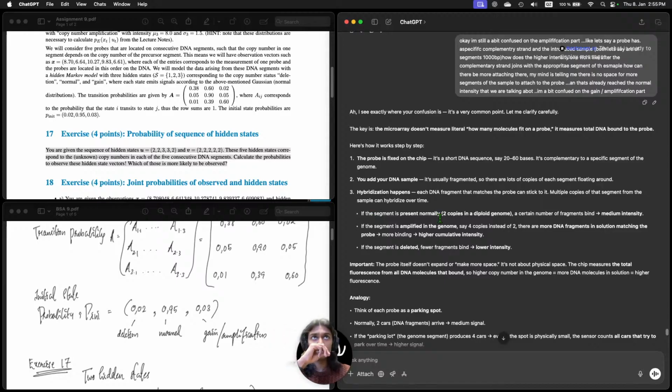If the segment is present normally, intensity is normal. If the segment is amplified, intensity is higher. If the segment is deleted, fewer fragments bind, so lower intensity. Important: the probe itself doesn't expand or make space. It's not about physical space. The chip measures the total fluorescence from all DNA molecules that bound. So higher copy number in the genome means more DNA molecules in the solution.